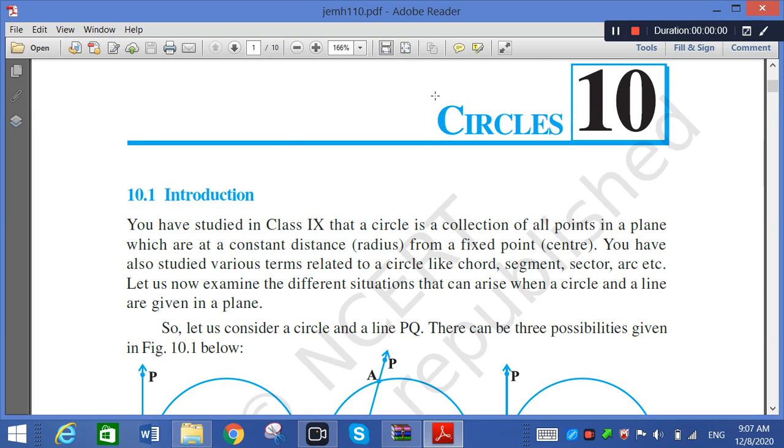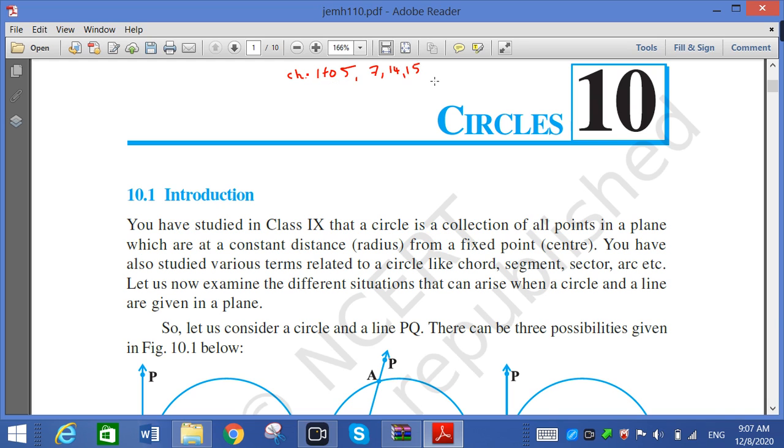Good morning, friends. In the last lecture, we completed chapter number 4. So in total, we have completed chapters 1 to 5, 7, and 14.